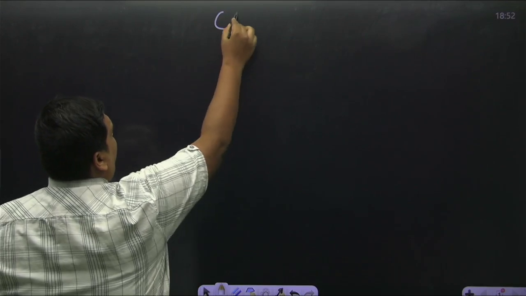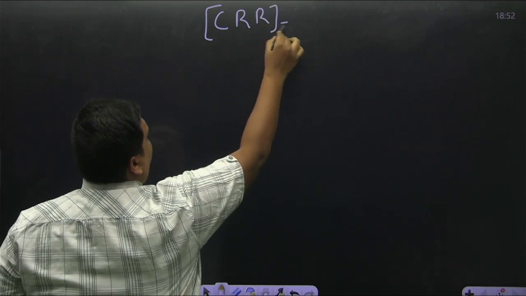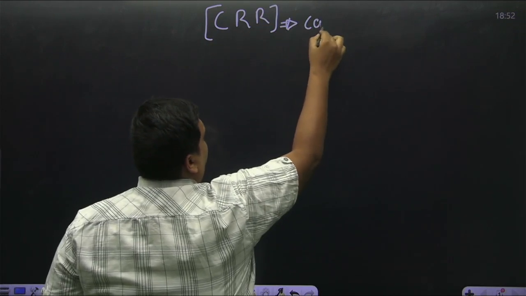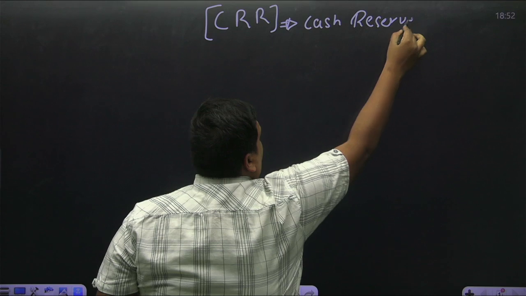In an inflated economy, there is a lot of cash present with the public of the country. Now, how does RBI control the amount of money that is left with the public? There are various instruments. First, we will see the CRR. Full form is Cash Reserve Ratio.